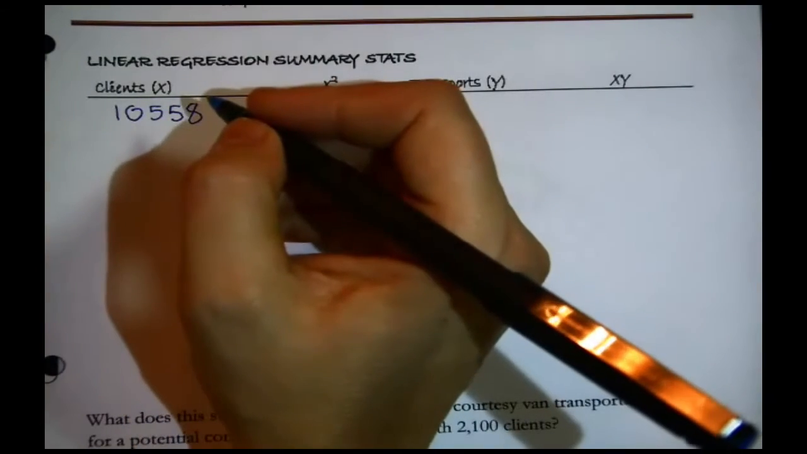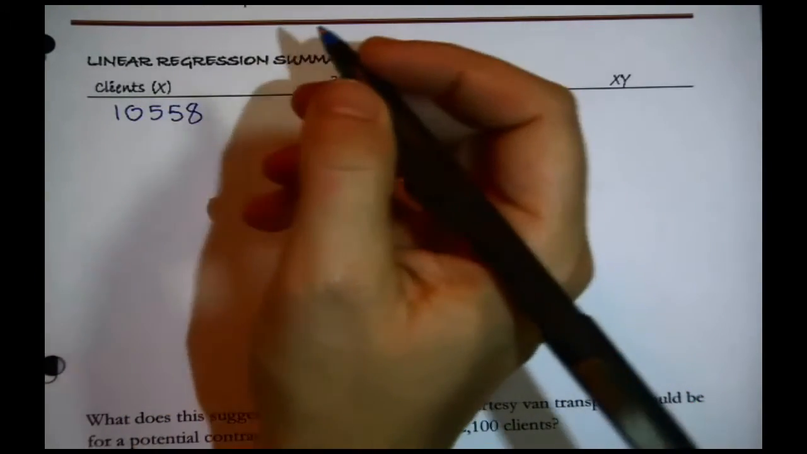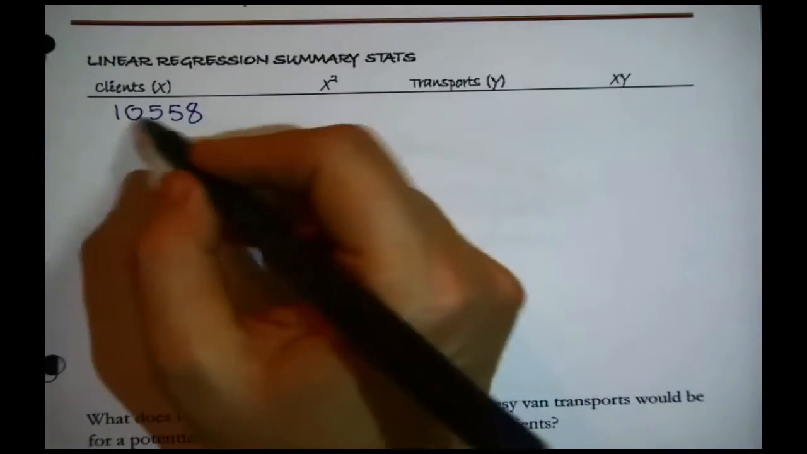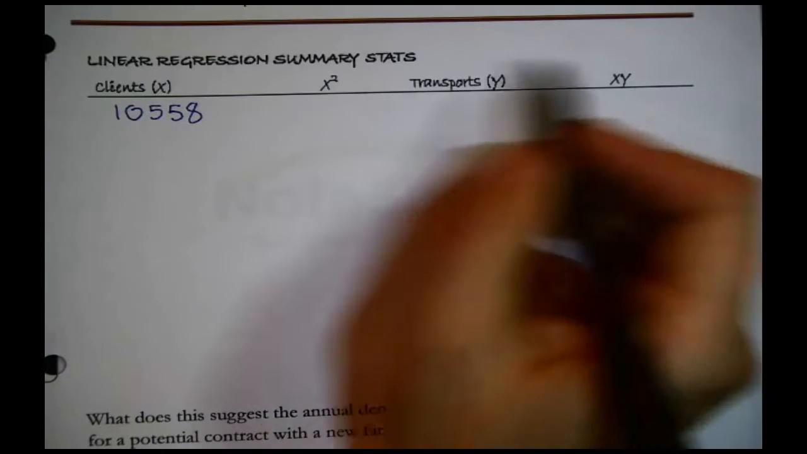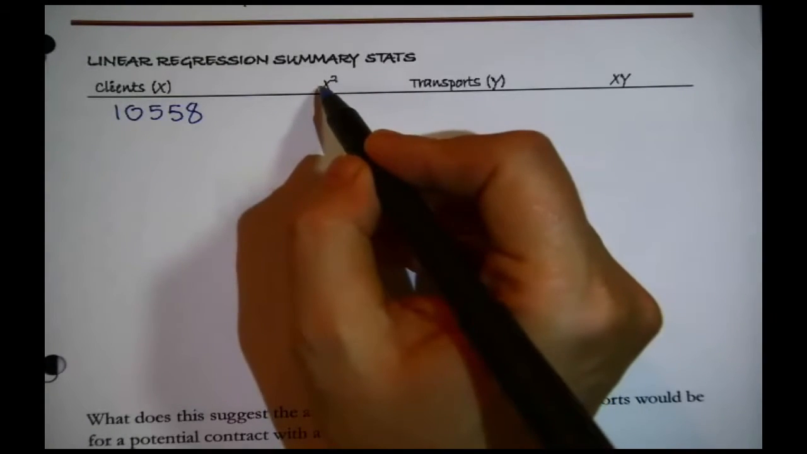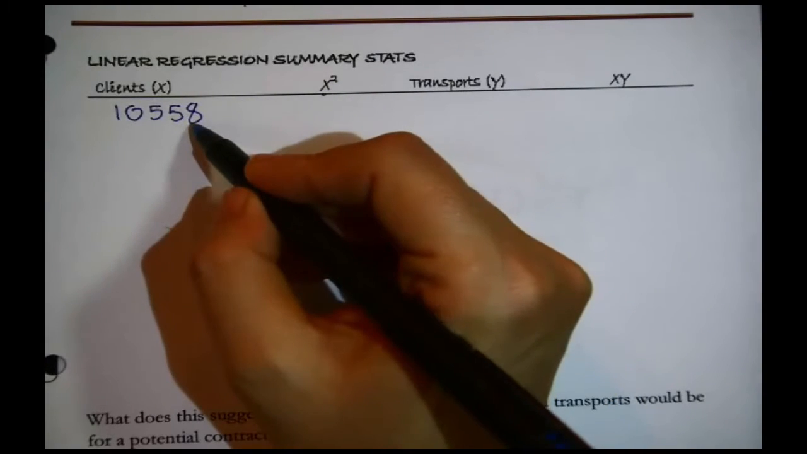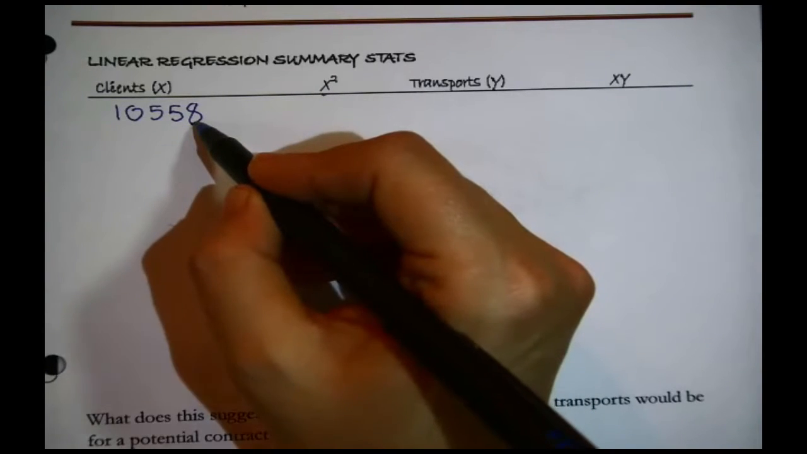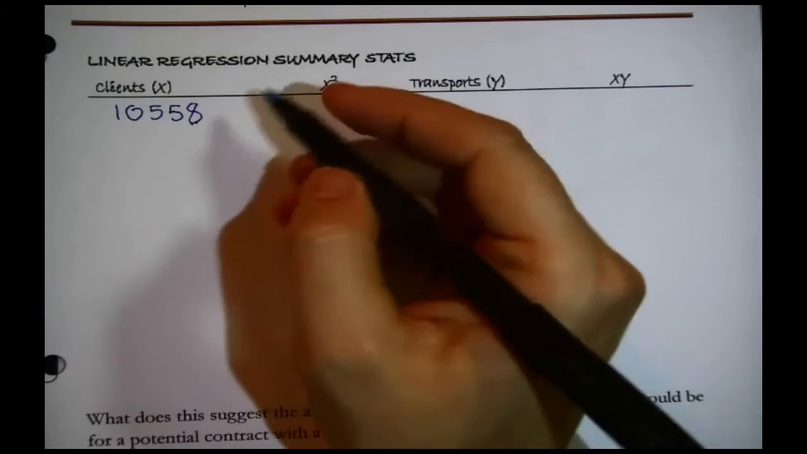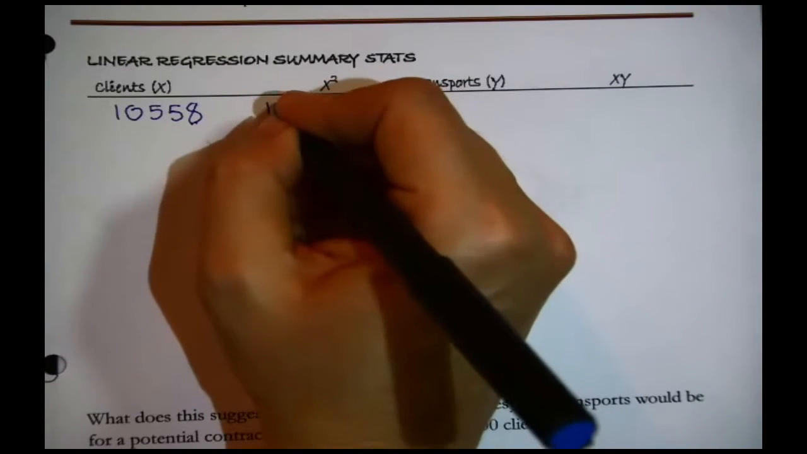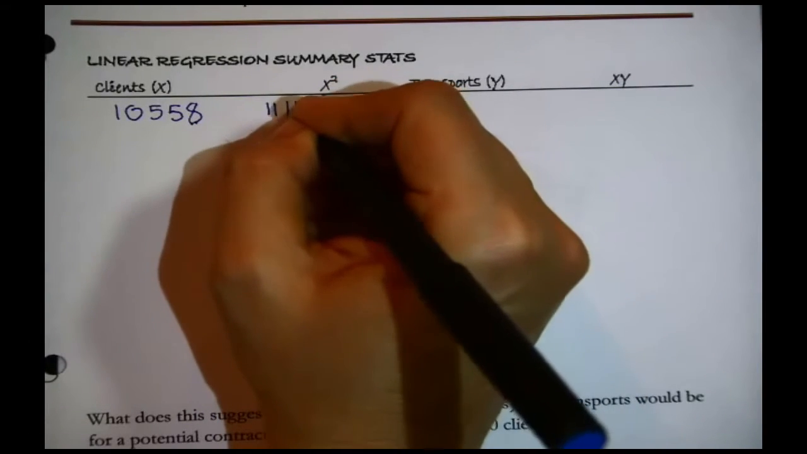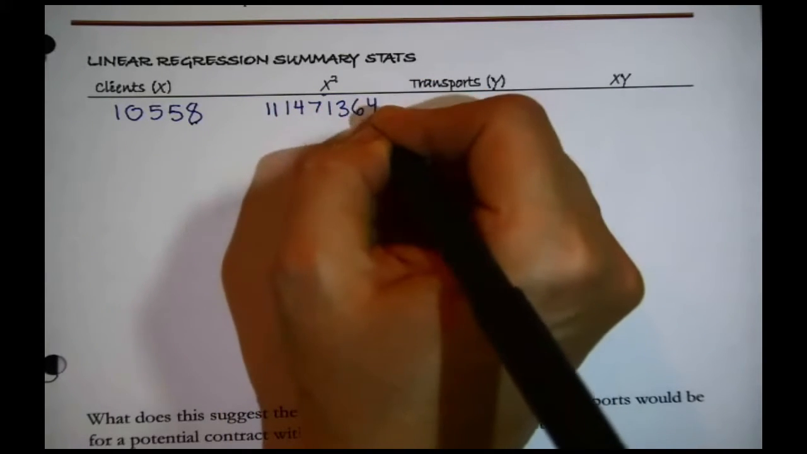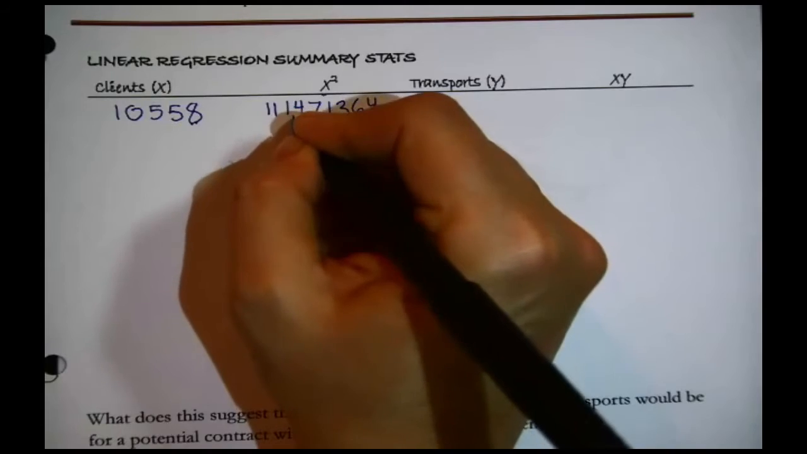The first contract required 10,558, right? That number right there. Now, what is this particular table suggesting I'm doing? You see that the next column it says X squared? That's an X, so to speak. So this column invites me to take that number and square it. When I square it, it becomes quite large. I get 111,471,364. You can check me on that on your calculator.